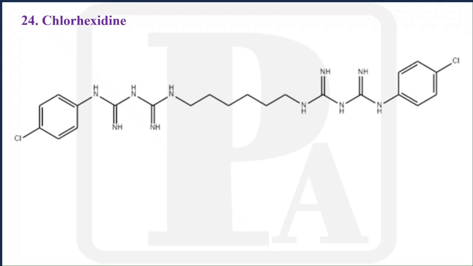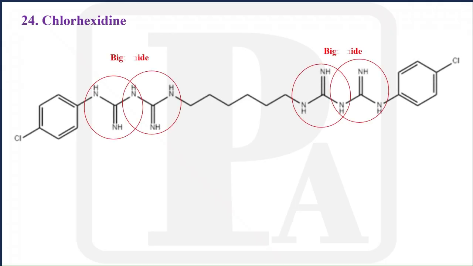The next one is chlorhexidine. Look at the structure of chlorhexidine. We have biguanides, that is, two guanidines fused forming a biguanide. So this is one biguanide, this is one biguanide, and those biguanides are connected by means of hexane, that is 6 carbons: 1, 2, 3, 4, 5, 6.